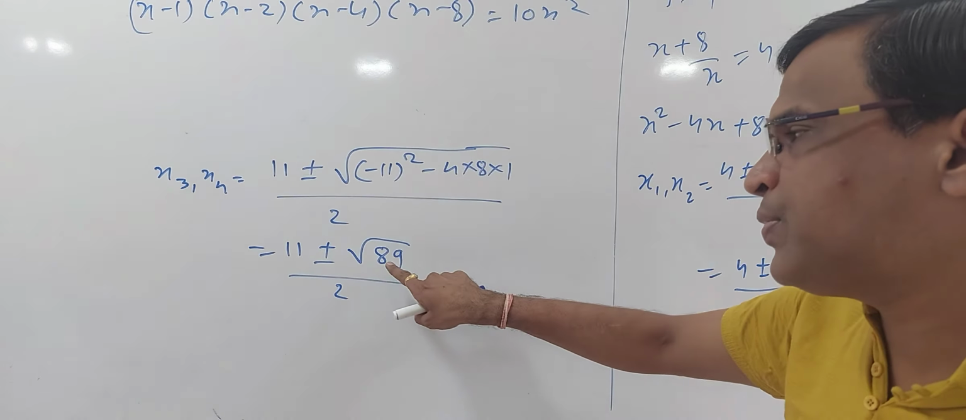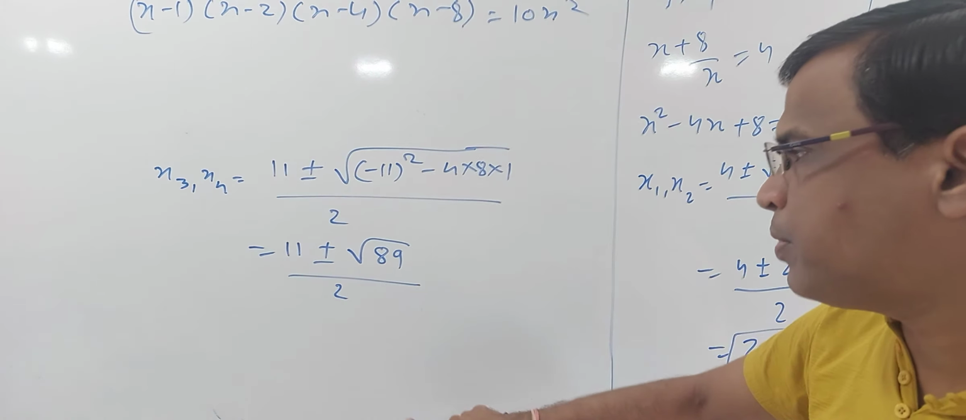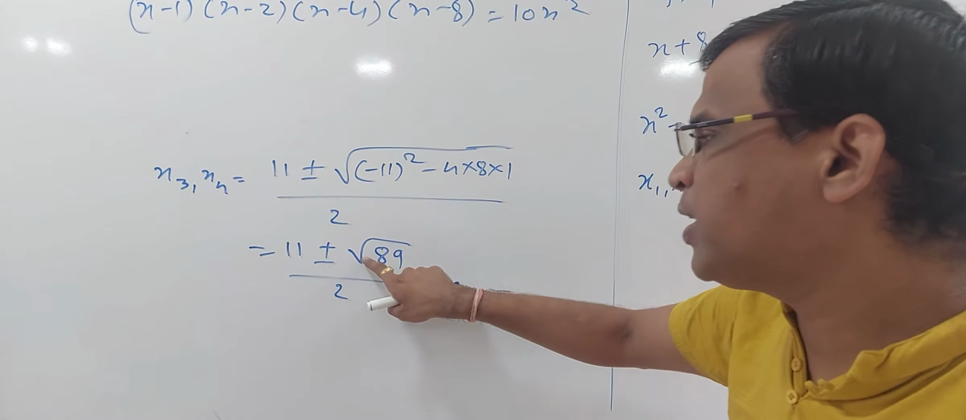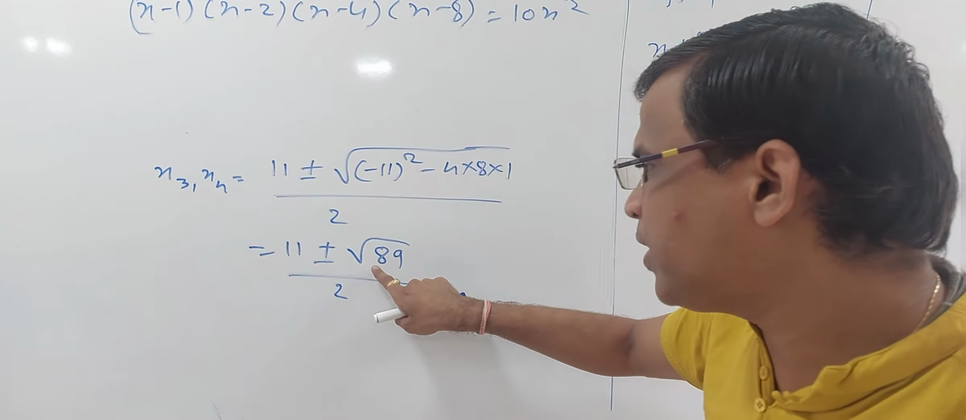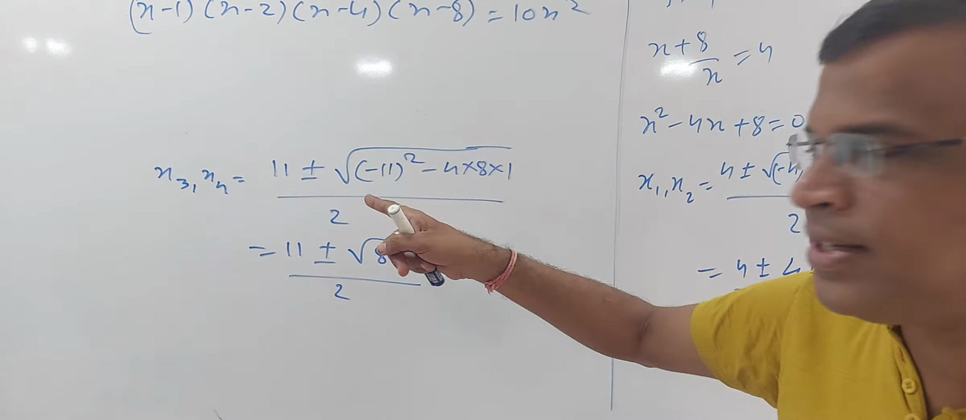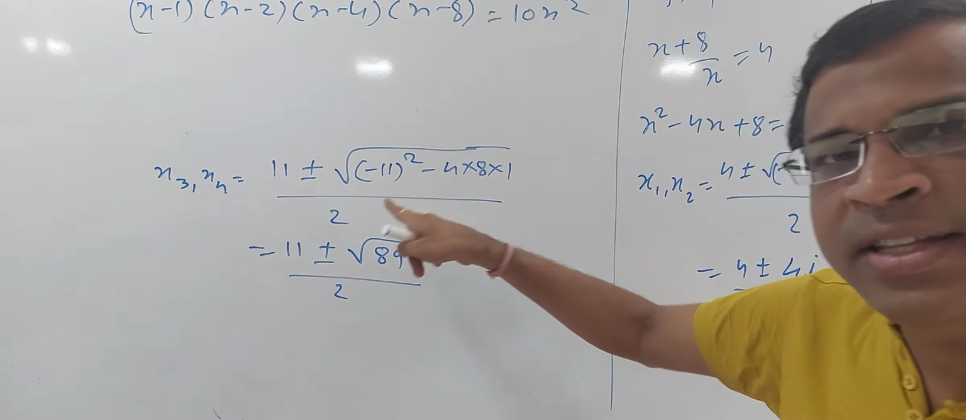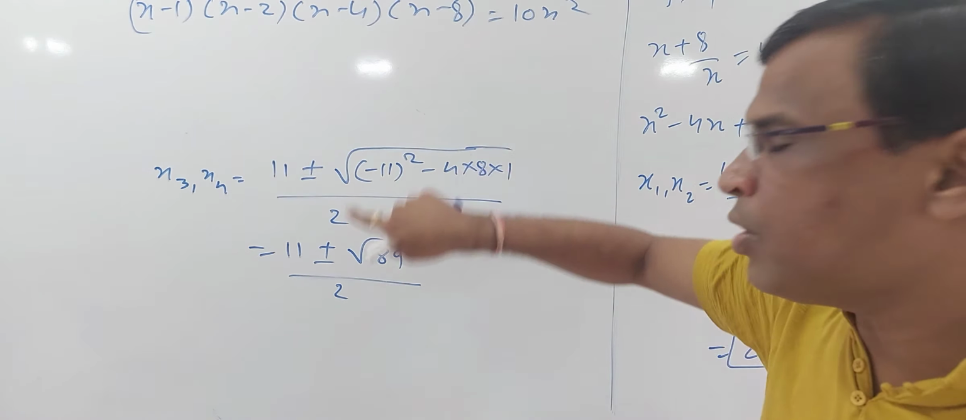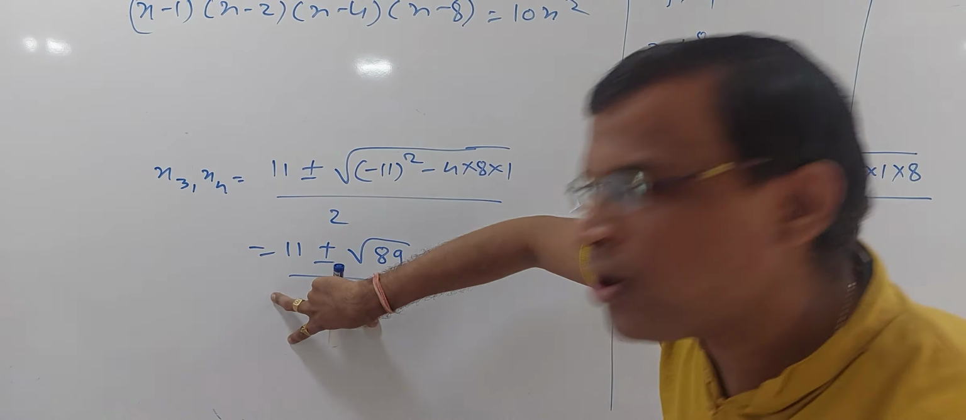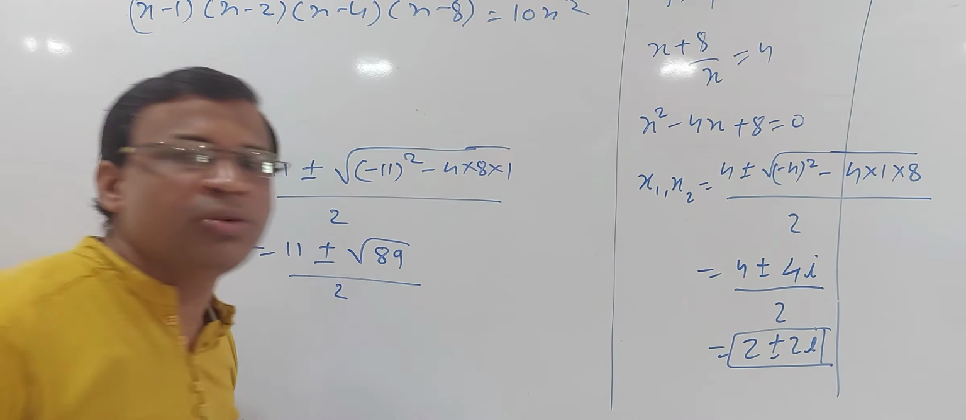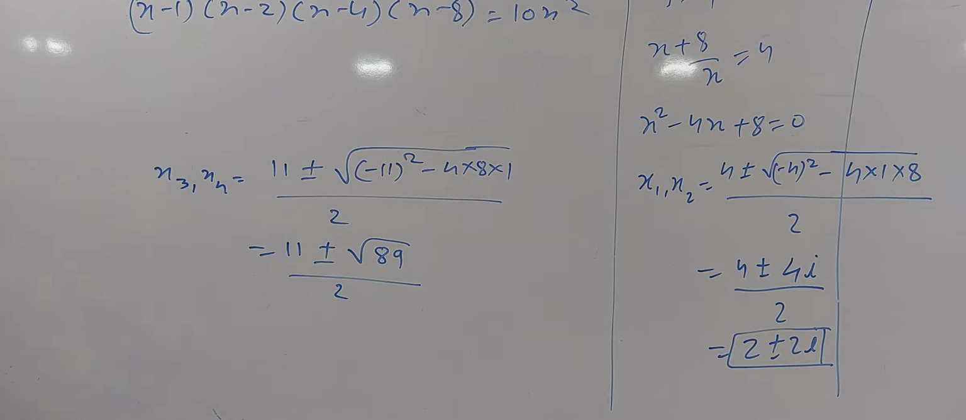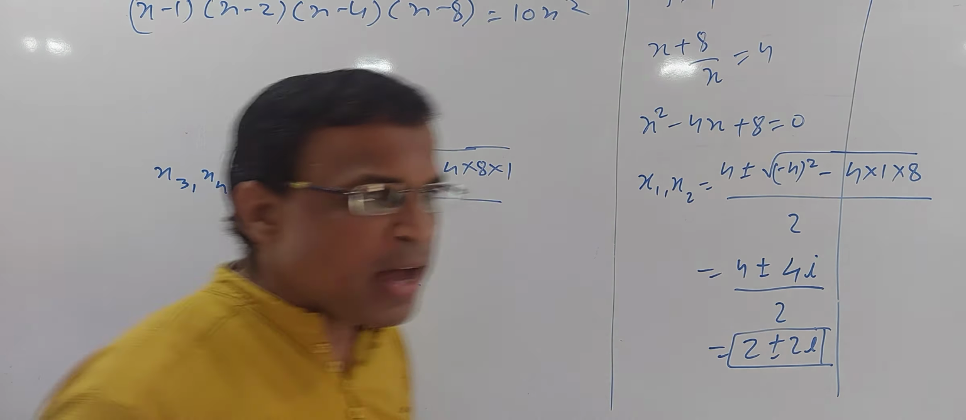See, 11 plus root 89 upon 2 is of course positive, and 11 minus root 89 upon 2 is also positive because root 89 is in between 9 and 10. So 11 minus anything less than 10 is positive, so upon 2. So we are getting two positive roots, and of course two imaginary roots. So that also follows Descartes' rule. So I hope that this is fine.